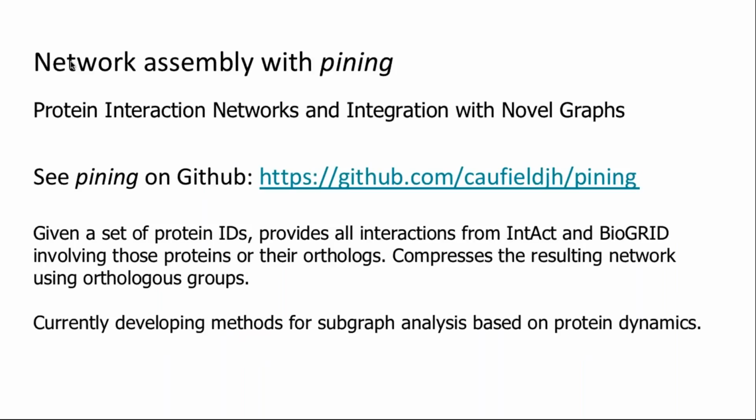So last time I also mentioned that I have a script that I've been working on to deal with some of these problems. This is a work in progress, but if you are interested, it is on GitHub as the Pining project, or Protein Interaction Networks and Integration with Novel Graphs. Right now, this mostly just does some of the compression work and retrieving interactions from databases and such. But I'm working on looking at those subgraphs, or the smaller components of the resulting protein-protein interaction graphs, to see if there's something interesting about those subsets of interactions. And luckily, there's been a lot of very interesting work in this field that I can borrow from.